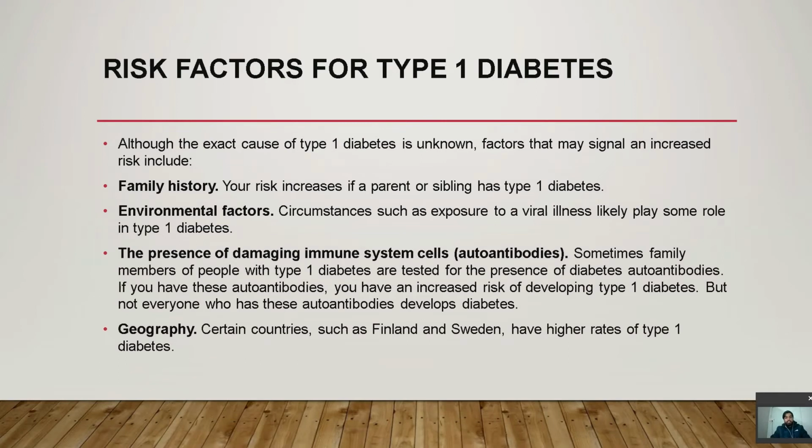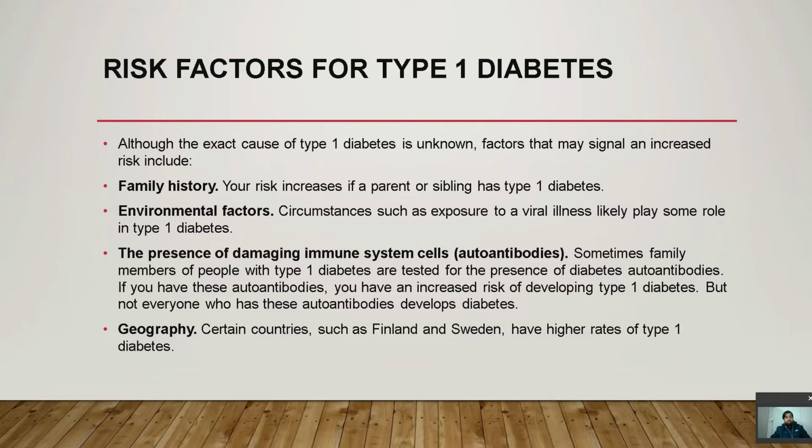Although the exact cause of type 1 diabetes is unknown, factors that may signal an increased risk include family history. That means your risk increases if a parent or sibling has type 1 diabetes because this is a genetic disease. Next is environmental factors. Circumstances such as exposure to viral illness likely play some role in type 1 diabetes.